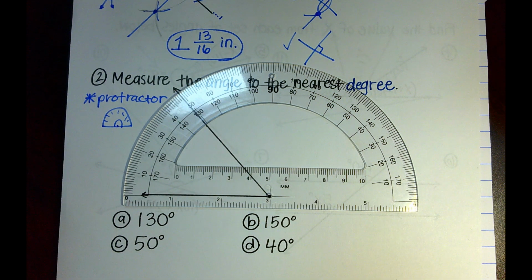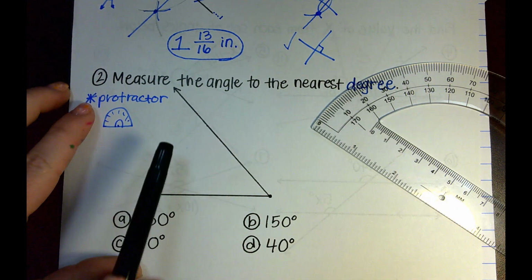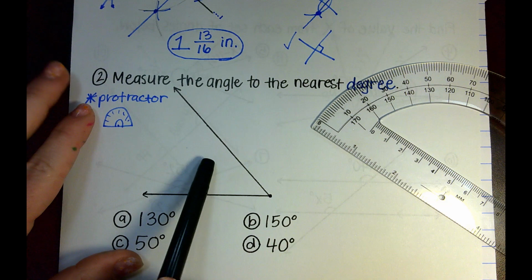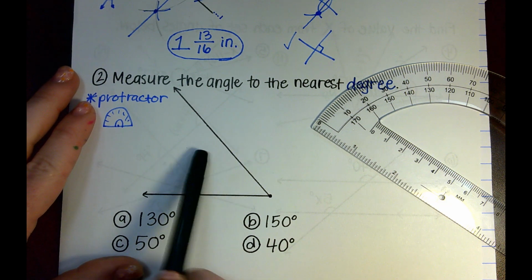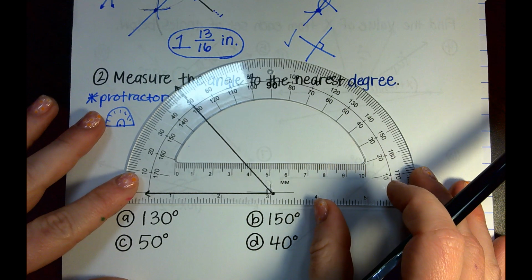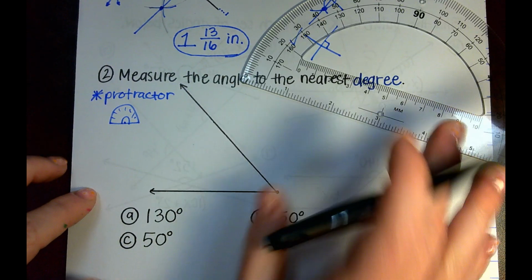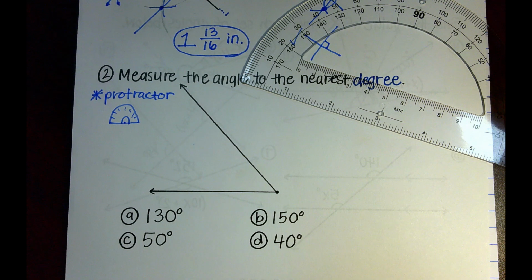We know a 90-degree angle is straight up and down. Does this look bigger than 90? No, it's a little angle. So it's 50 degrees. It's not exactly 50, but it's very close though. So number 2, your answer is C, 50.